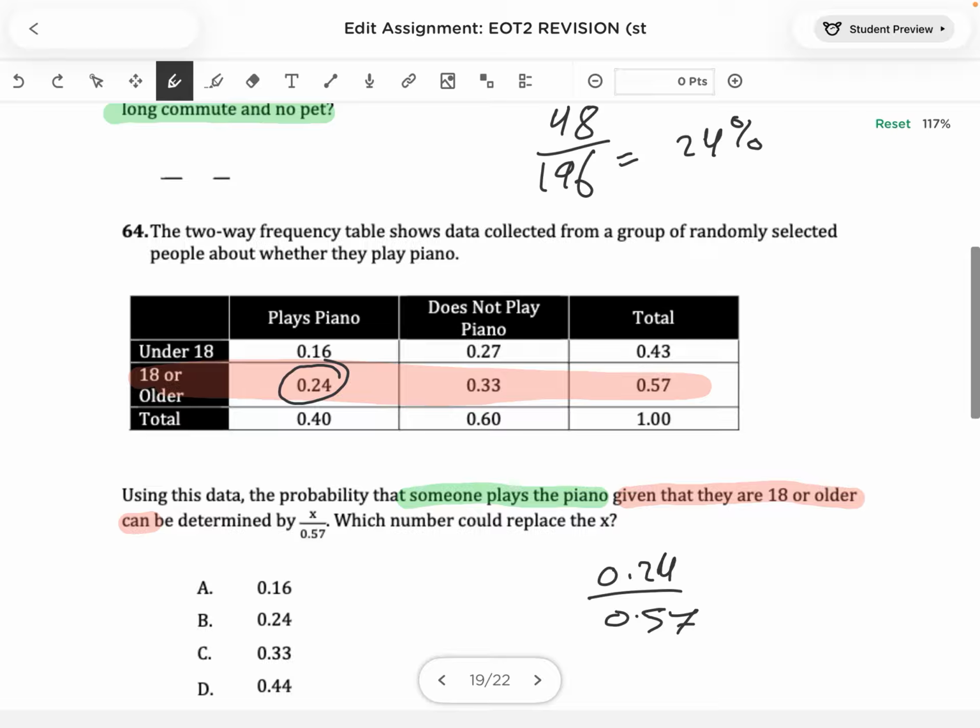They do not even ask you what is the value of x. They are asking you to answer the question. So we agreed always the condition is the new sample space. Our condition is 18 or older. So the frequency of people who are 18 or older is 0.75. How many of them play piano? 0.24.